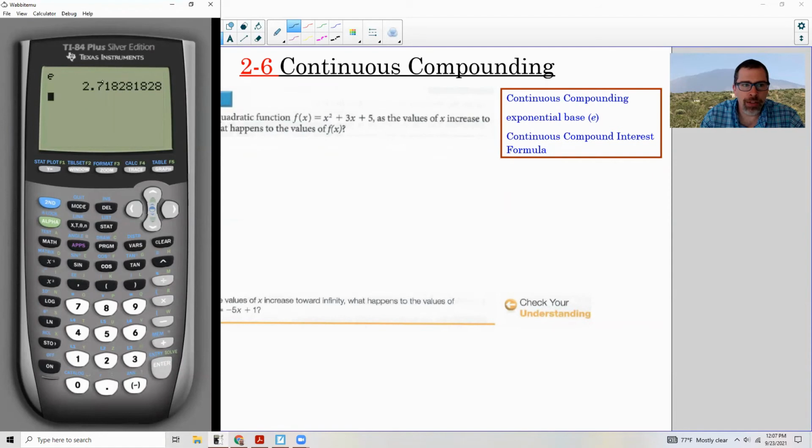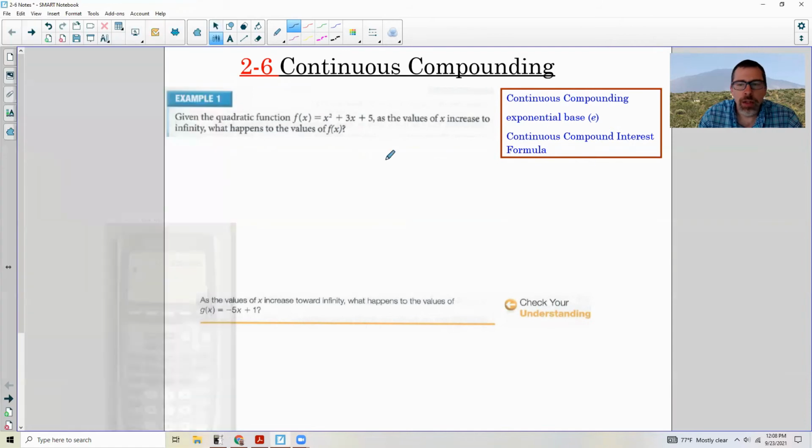So we'd have a base that would be 2.718281828, and it goes on and on and on, and to a certain power, because that's what a base is. Okay, so E is a number, 2.718. Okay, continuous compound interest formula. So that's what we're leading up to here.